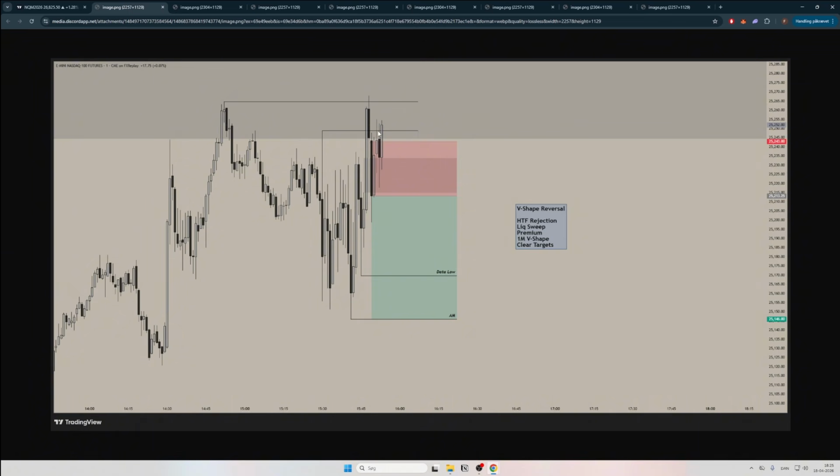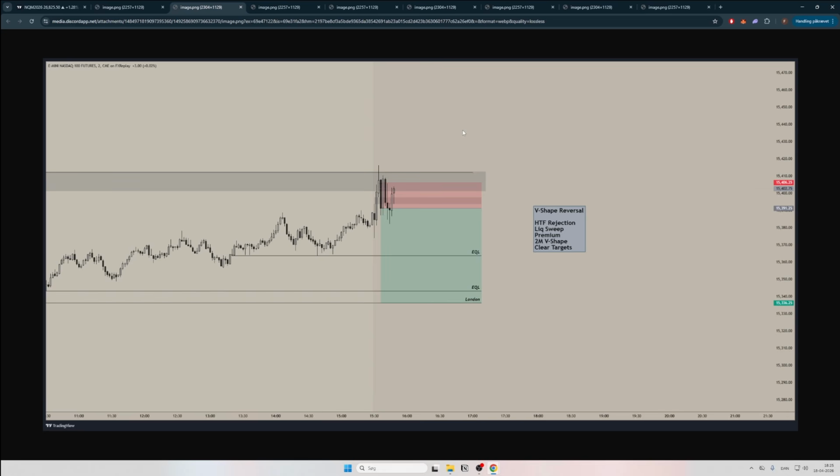So that's a sign of a weak and bad V-shape, when we wick all the way down and then come back up. And here we have another loss. The thing we can learn from this loss is, again, the close was not the best, and something I haven't spoken about at all in this video, but it's really important: the second candle.